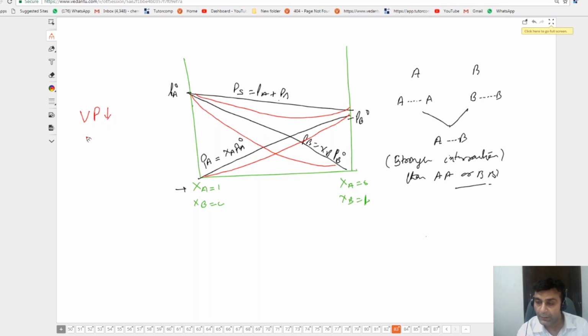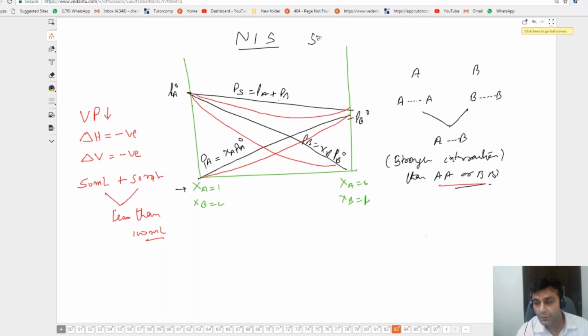Number 1 point. Number 2, if the interaction is getting stronger, heat will be released and delta H will be negative. If the interaction becomes stronger, the particles come closer and delta V is also negative, meaning the volume decreases. 50 milliliter of A and 50 milliliter of B: after mixing, the total volume will be less than 100 milliliter, because the particles have come closer and have stronger interaction. So this is a non-ideal solution showing negative deviation.